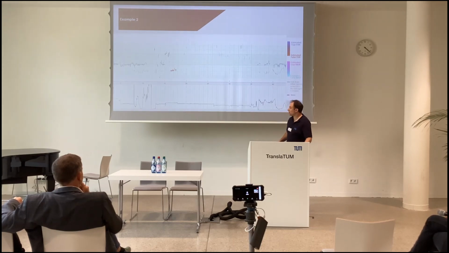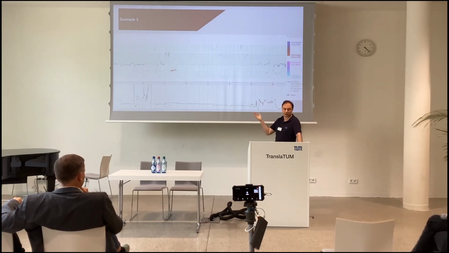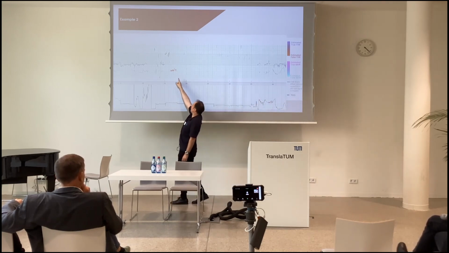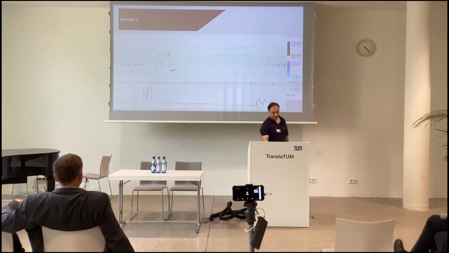Another example where there is a false maternal heart rate during an epidural episode, and the false maternal heart rate was well recognized, and it doesn't disturb the recognition of the false signals of the fetal heart rate.